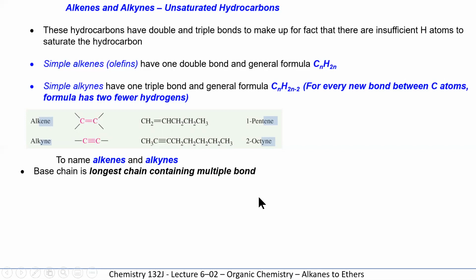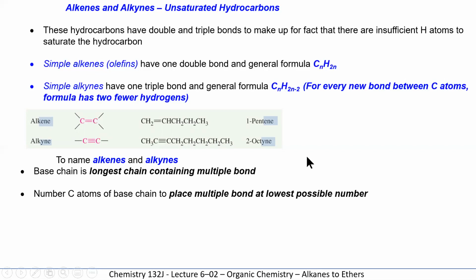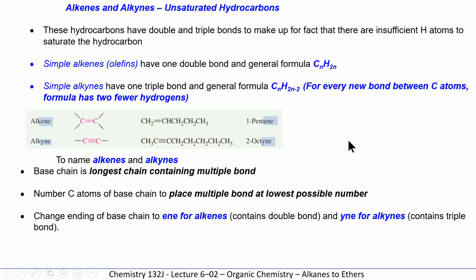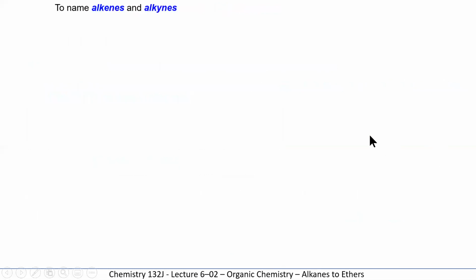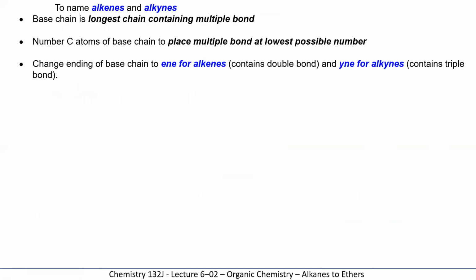Now, when we name them, all we do is change the suffix from ANE to ENE for alkenes, or to YNE instead of ANE for alkynes. And the number of carbons, of course, in the parent chain dictates its name. So, as we saw here, 5 is pent. Now, we're going to also indicate the presence of where the double or the triple bond is with a number. Okay? So, here are some examples that we're going to use.